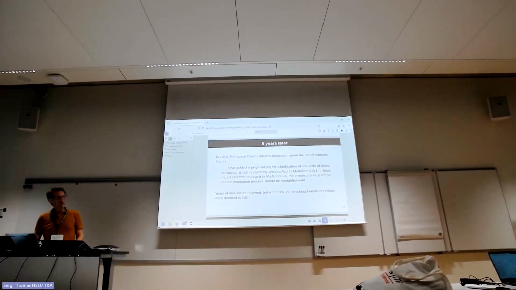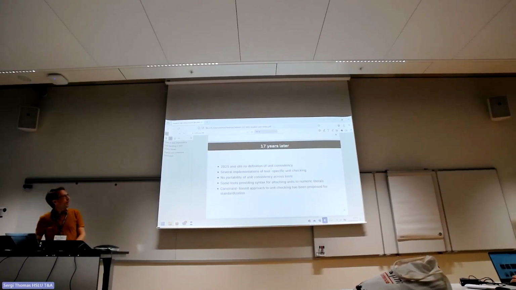Then if we move forward in time 8 years, Francesco noted that, yes, we have units, but checking unit consistency in Modelica is not that easy. We don't even know what the unit of a number is. We discussed this for years, but I would say that from the beginning, we were doomed to fail because there's no foundation for unit checking in Modelica.